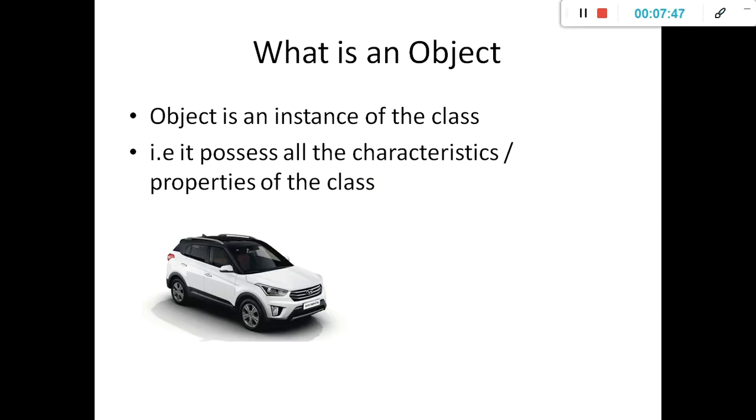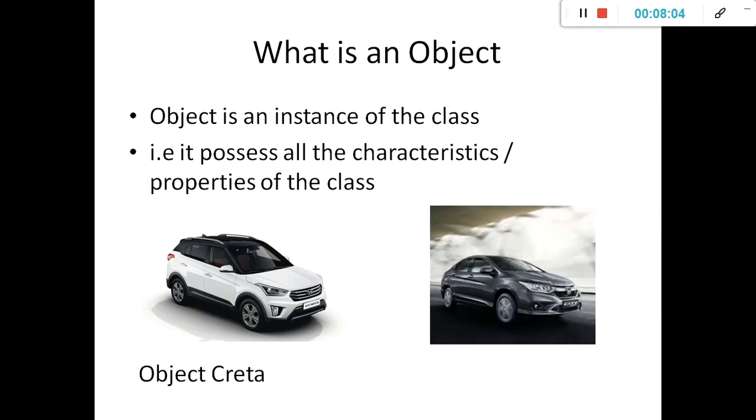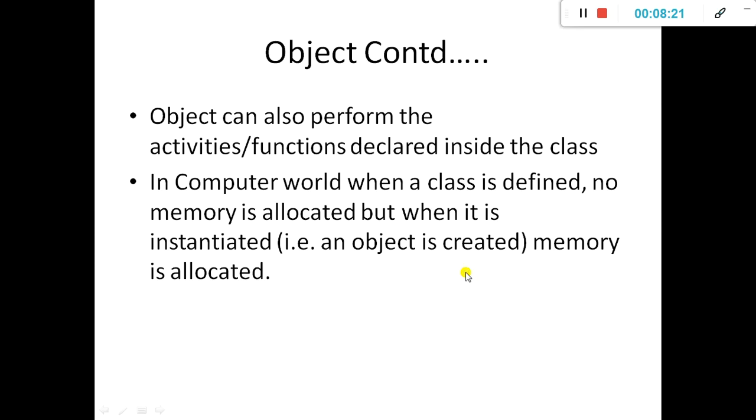As it says, an object is an instance of the class. So I have here this object, and the object name is Creta. Creta is an instance of the class car, which has all the properties that the car class declared. Similarly, I have another object named Honda City. These are the real-time implementations of the class or structure which we had declared. The object can also perform the activities or functions declared inside the class.